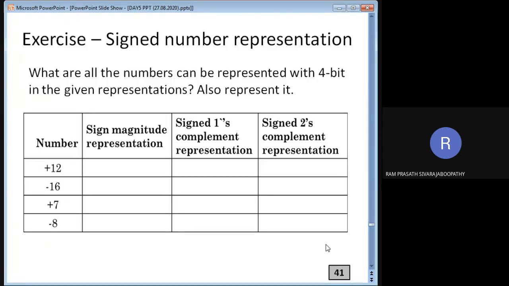You have to find the signed representation in all the forms: signed magnitude, signed 1's complement and signed 2's complement representation.